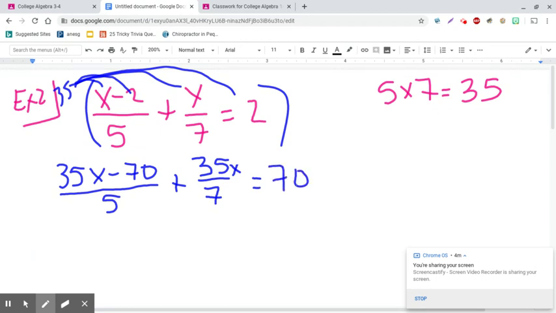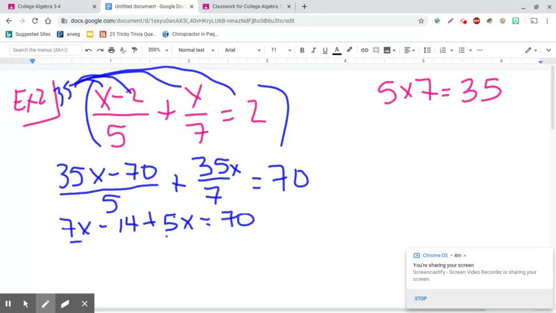All right, guys, from here, we're going to divide out. 35x divided by 5 is 7x. Negative 70 divided by 5 gives us a negative 14. Okay, that's why that became a negative, all right? Make sure you pay attention to your signs. Then plus 35x divided by 7 is 5x, and we're going to bring down our 70.